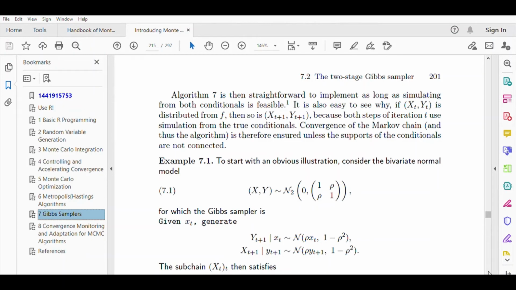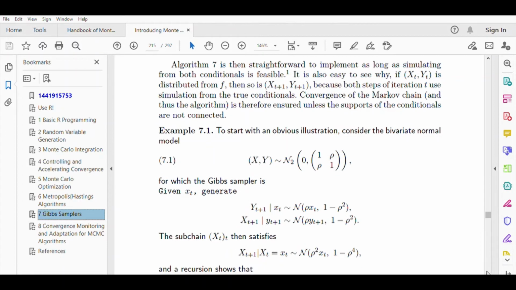So implementing the algorithm is very simple. Just for the sake of understanding, let us consider the bivariate normal distribution given here. Since this topic is very simple, I am not giving you any separate notes for the Gibbs sampler, but I am referring to the book Introducing Monte Carlo Methods with R, chapter 7. So you can also refer to the same book. Everything is available here actually in this video, so you can refer to this video also.